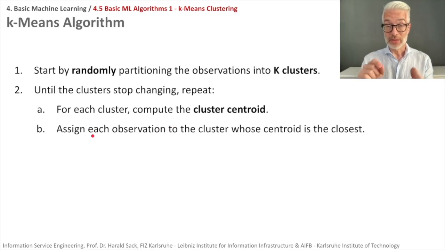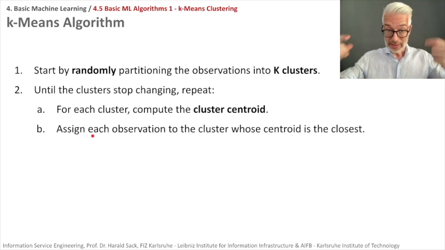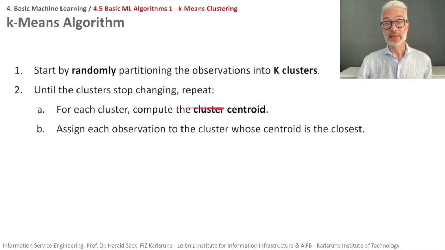And then, of course, if we do the next cycle here and we compute the cluster centroid for exactly this new partition, then the given observations are already much closer to the given cluster centroid that we have. And then we repeat this process until nothing changes anymore. We can look at it on the next slide here.